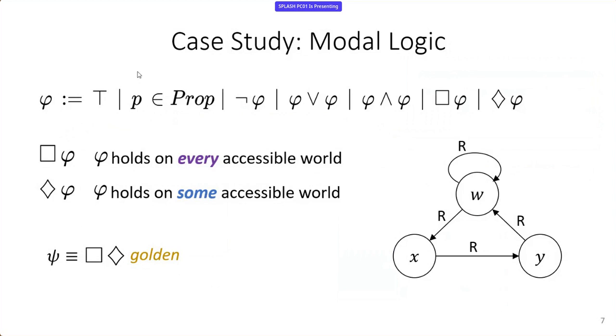So for example, in the model here, let's say that a world satisfies the proposition golden if it's gold colored. So if you ask in this model, starting from the world Y, is box diamond golden true? It is, because box from Y takes you to all possible worlds, which is just W. And diamond on W asks you to choose one, and you can choose W itself, and that is in fact golden. But if you ask whether this formula is true starting from W, then this is not true, because box diamond invariably takes you to Y, and Y isn't golden colored.